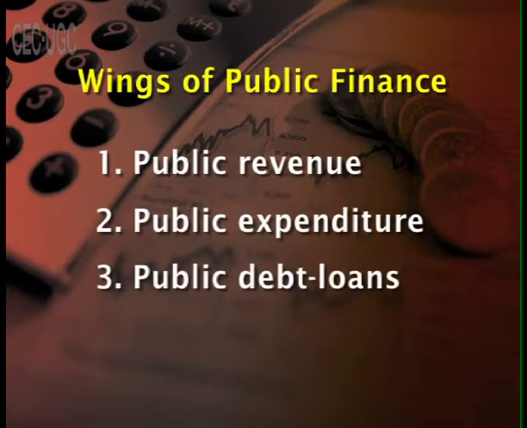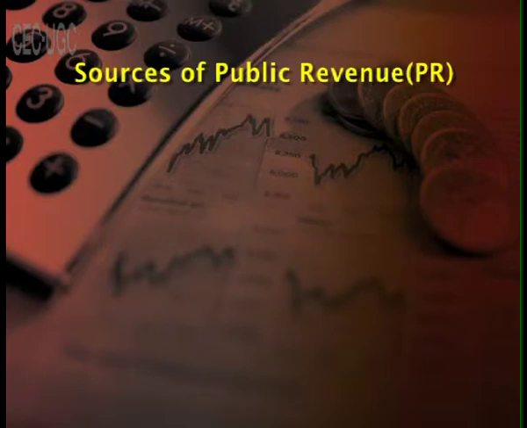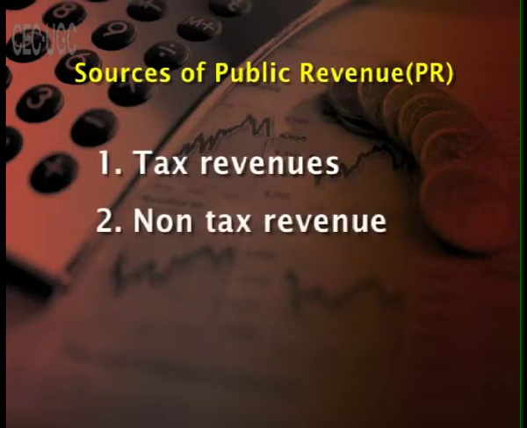Public revenue refers to the revenue or income of the public authorities. It includes all types of receipts, including gifts and donations. Sources of public revenue: there are two main sources of generating public revenues. The first includes tax revenues. The other includes non-tax revenues.